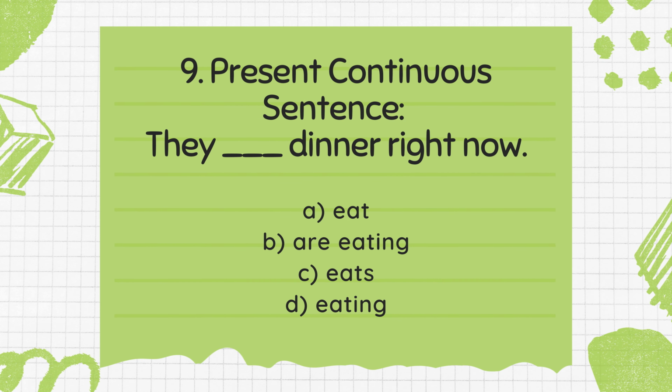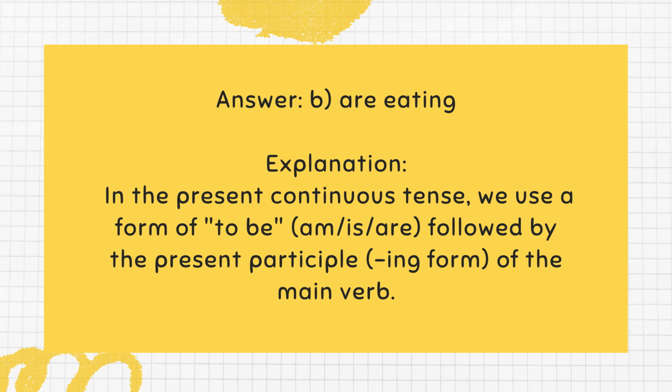9. Present continuous sentence. They, dinner right now. A, eat. B, are eating. C, eats. D, eating. The answer is B, are eating.